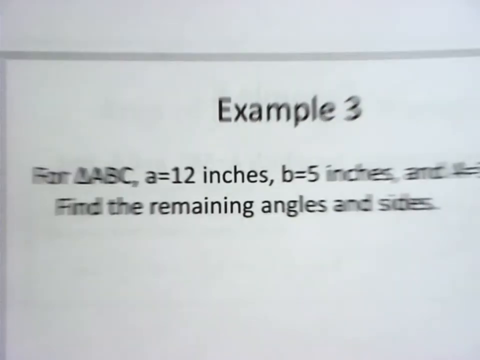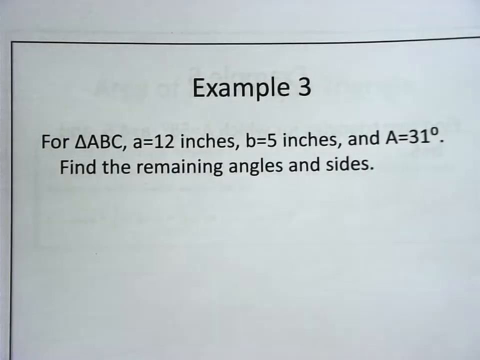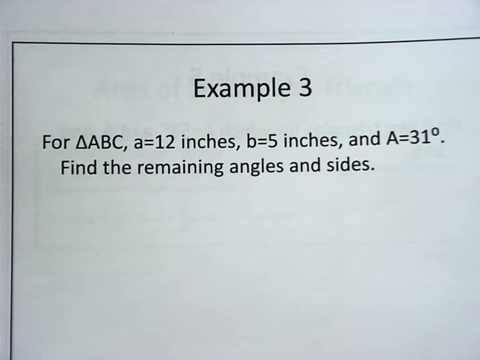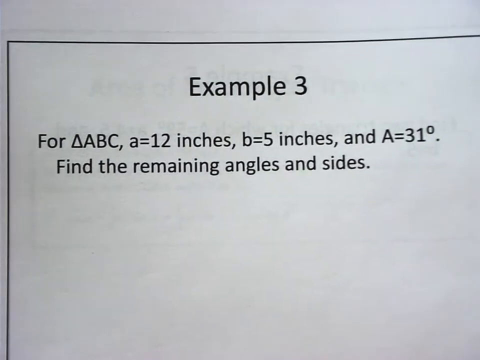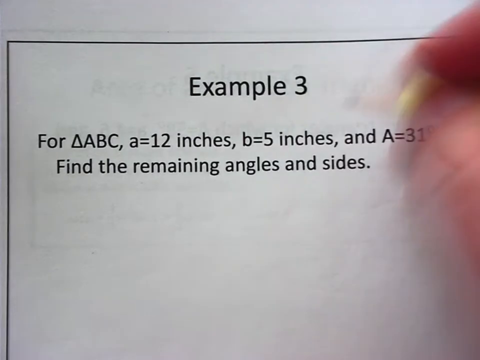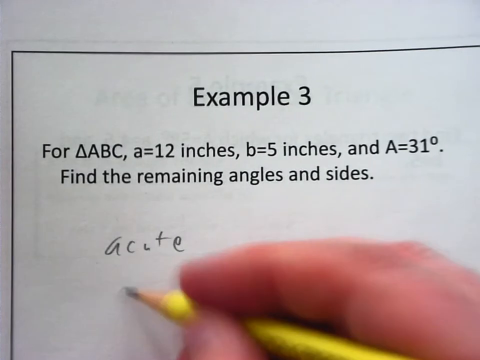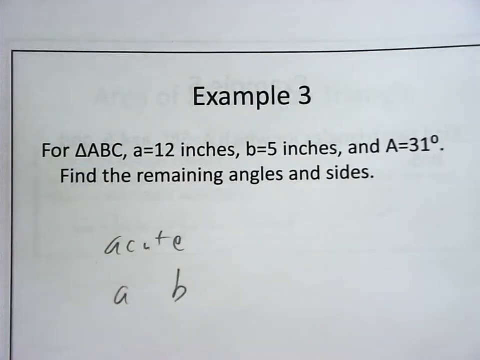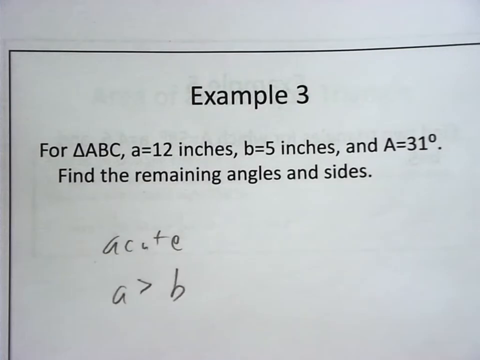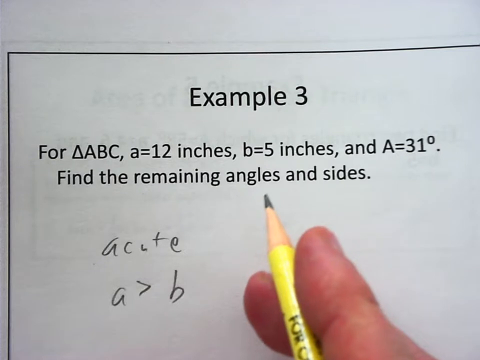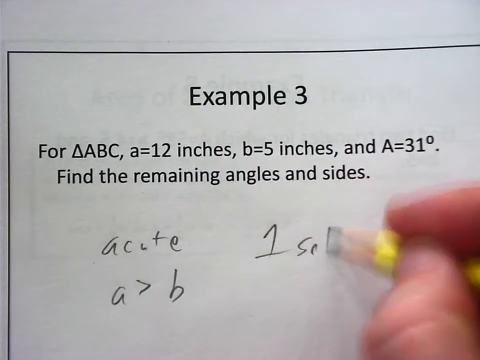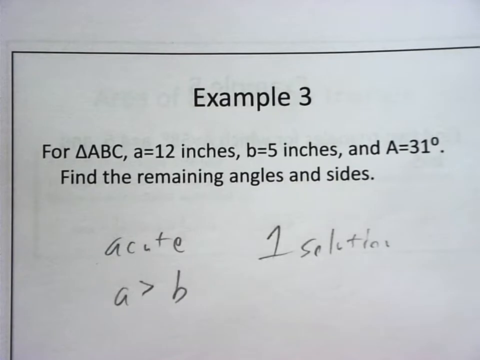So let's look at a couple of these oddball ones that are SSA. For this one, how many solutions am I going to have? Well, first off, is A acute or obtuse? Acute. So it's acute. And how are A and B related to each other? A is bigger than B. So because A is longer than B, there's going to be one solution. Okay? If you do out the problem, you get one solution, you're done.